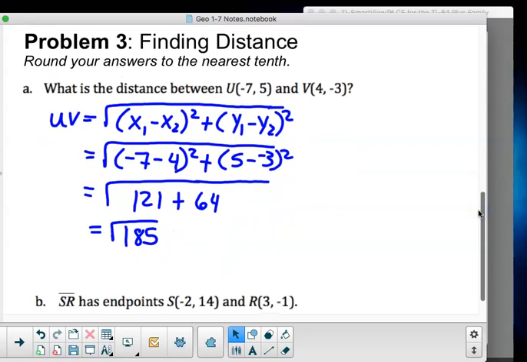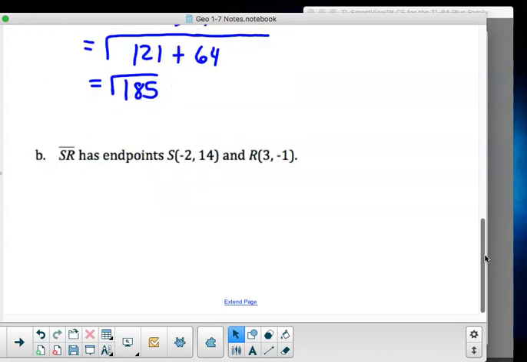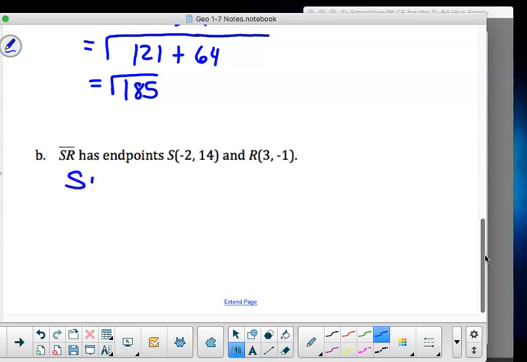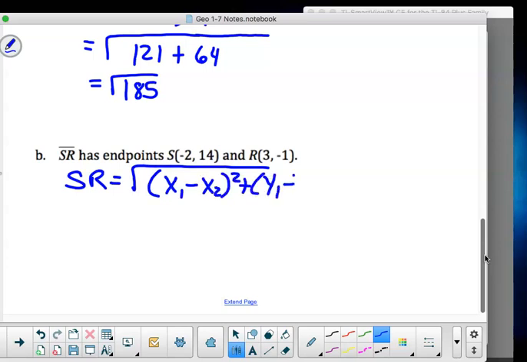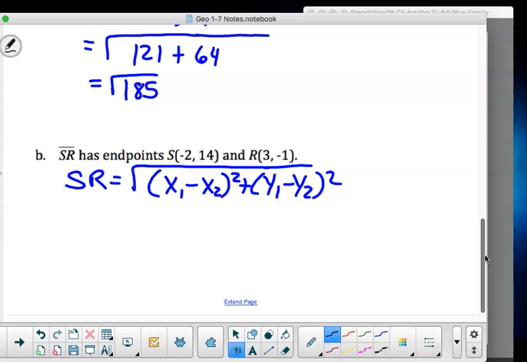Now, please keep in mind, I just did one. It is now your turn. Okay, so go ahead. I'll start you out. The distance is equal to the square root of x sub 1 minus x sub 2 squared plus y sub 1 minus y sub 2 squared. Go for it. Turn me off, plug them in, evaluate, get it done, and turn me back on.